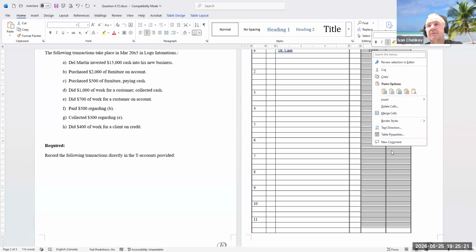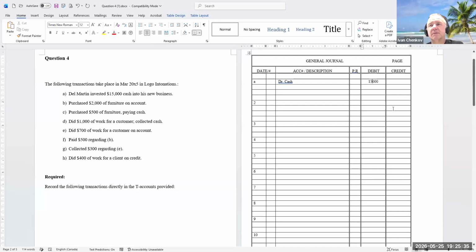Let me see if it's going to let me format these cells. Oh, it doesn't give me any options here for formatting. I tried to make it a number, but obviously it's not going to let me. I'm going to leave it as 15,000 like this, 15,000 cash.